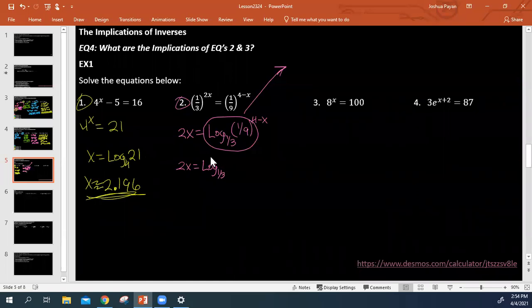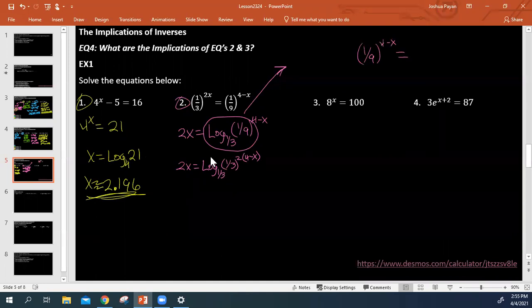So log base 1/3. So what this really is 1/3 squared. And then laws of exponents tells us, right, that this 4 minus x would be up here. Okay, so it'd be 2 times 4 minus x. And the reason for that, so if I've got 1/9 all being raised to the 4 minus x, this is why it's so important to understand the laws of exponents. Okay, so this is the same thing as 1/3 squared being raised to the 4 minus x, right?